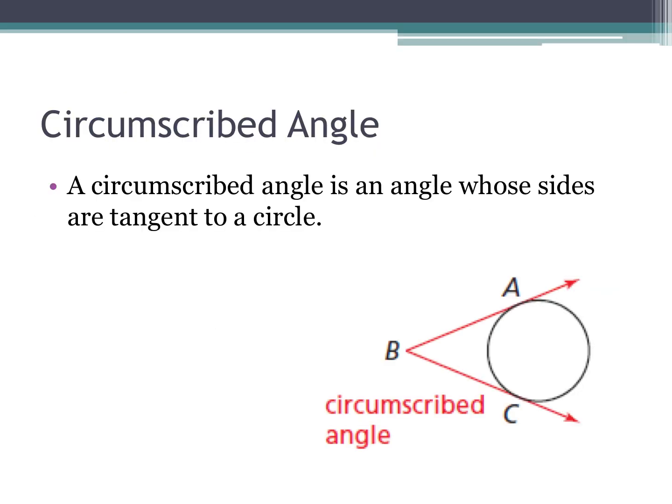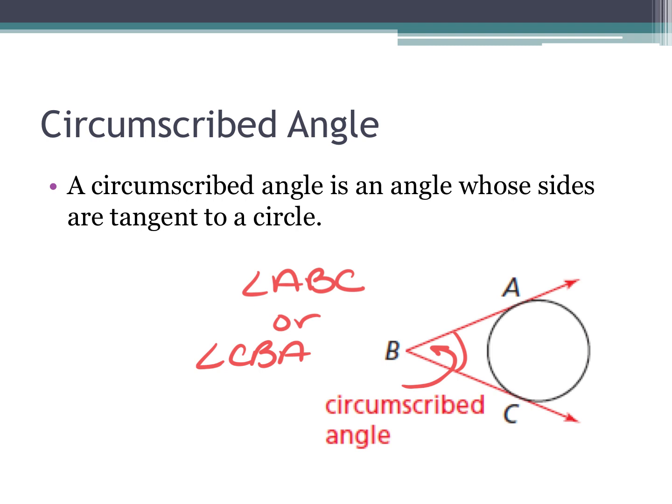The next is a definition. The vocab word is circumscribed angle. A circumscribed angle is an angle whose sides are tangent to a circle. So in this particular picture, my circumscribed angle is this angle right here. It's angle ABC, or you could go in reverse, CBA. That is where the circumscribed angle is located. It's also that outside angle that's formed by the two tangents.